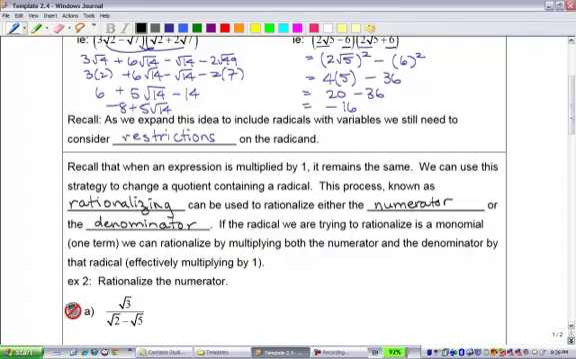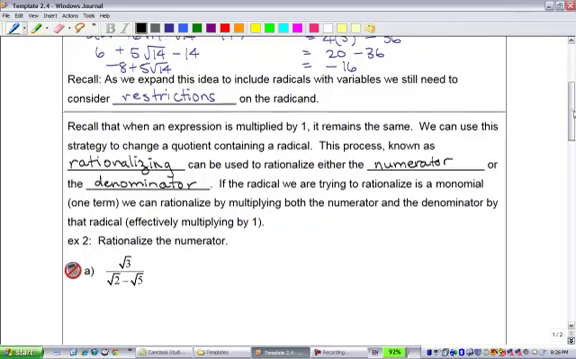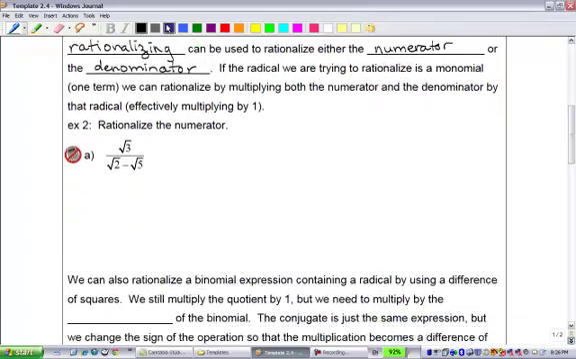If the radical we are trying to rationalize is a monomial, so a single term, we can rationalize by multiplying both the numerator and the denominator by that radical. So effectively multiplying by 1. So if we want to rationalize the numerator in this example 2, we want to get rid of any radical in the numerator. And to do so, we are going to multiply by root 3. But because we can't just multiply by a random root 3, we need to multiply by a 1, by dividing by the root 3 as well. So root 3 over root 3, that is effectively multiplying by 1.